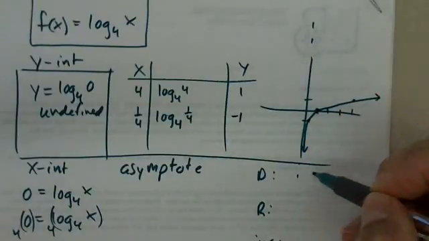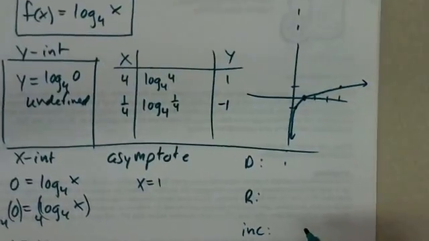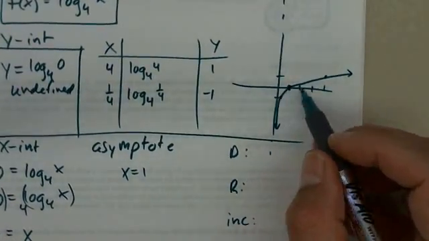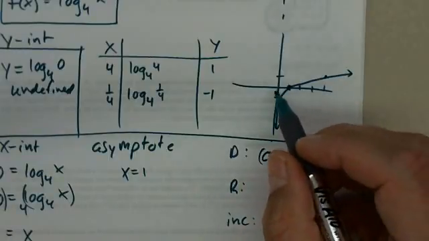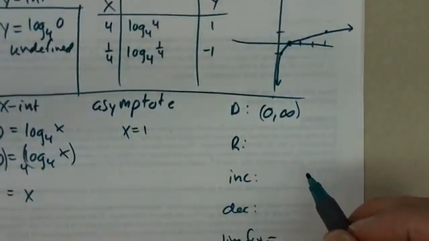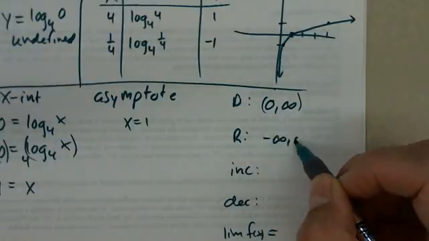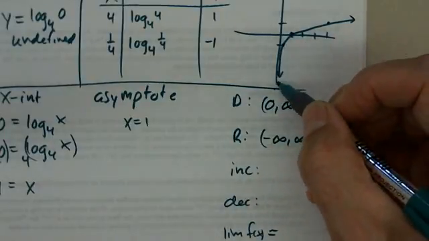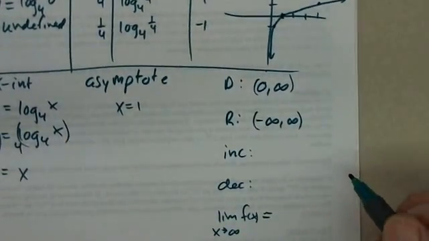Vertical asymptote is at x equals 0. And the domain starts at 0 and goes to infinity. Don't include 0 because that's the asymptote. And range is all real numbers. It goes down to negative infinity and it goes up to positive infinity.